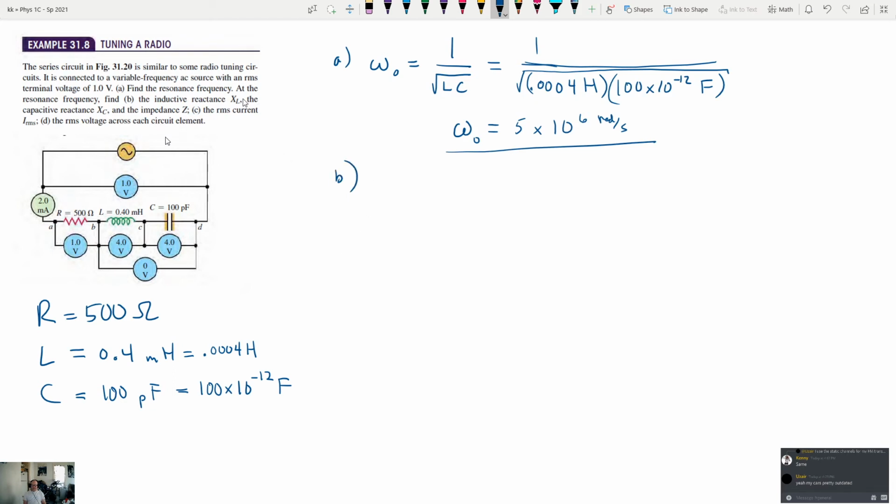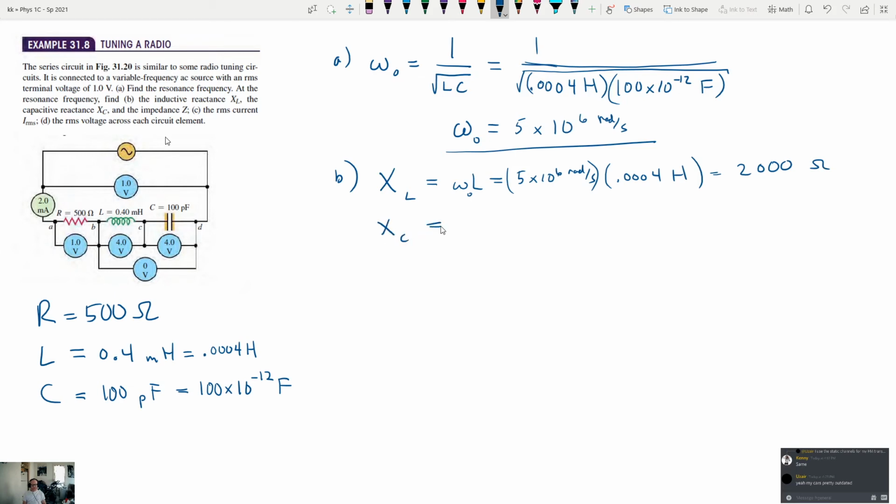Part B, find the inductive reactance XL, the capacitive reactance XC, and the impedance. I can say pretty confidently the impedance is going to be equal to 500 here, but let's see. So X sub L is equal to omega times L, and it's going to be omega naught that we just calculated, so that's 5 × 10⁶ radians per second, multiplied by 0.0004, which is 4 × 10⁻⁴. So that would be about 2,000. Yeah, I agree.